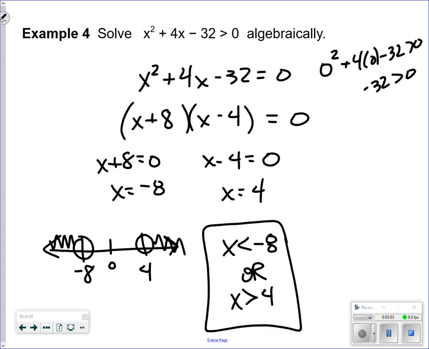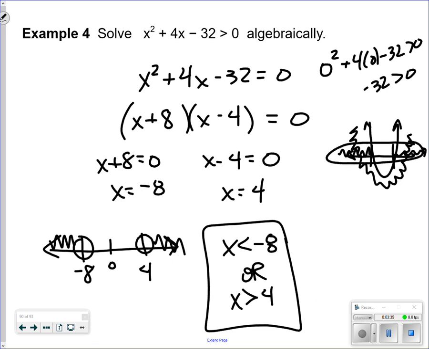And that's the answer. Now some people ask, well, how does this really work? Technically speaking, this is what's happening. There's a parabola, and there's the x-axis, and it's being shaded on the outside of the parabola. And so the x-axis is really the number line. So this is the number line from negative 8, and this is the number line from positive 4. So that's what's happening in the visual sense, it's really the x-axis of a graph.